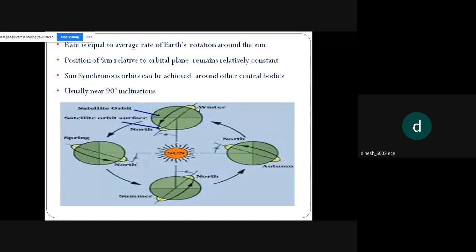You can see the sun synchronous revolves around the sun with respect to different seasons: winter season, spring season, summer season, autumn season, and gives information to the Earth. So the rate is equal to the average rate of Earth's rotation around the sun. The position of sun relative to orbital plane remains relatively constant. The sun synchronous orbits can be achieved around other central bodies, usually at 90-degree inclinations.